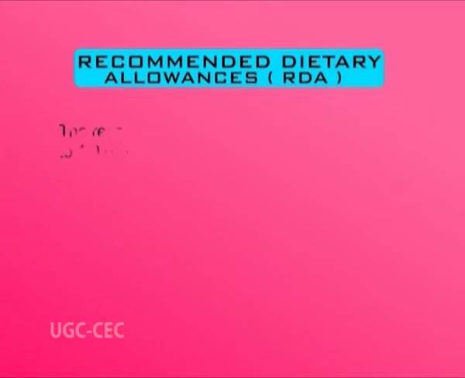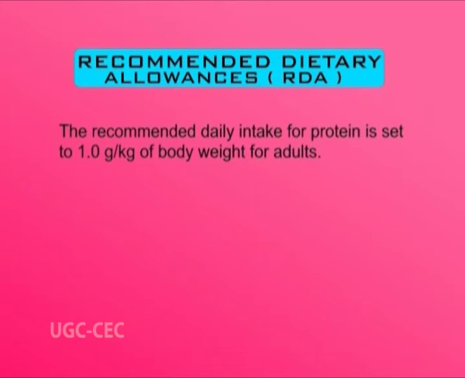In practice, the amino acids of the food combination may not be so well proportioned. Therefore, the recommended daily intake for protein is set to 1 gram per kg of body weight for adults.